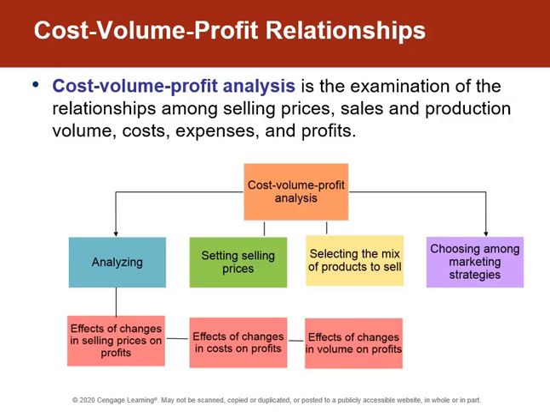So CVP, or cost volume profit analysis, has a ton of uses. Essentially, it looks at the relationship between production volume, cost, and profits, that is net income. So we can look at what are the effects on profits if we change our selling prices? What are the effects on profits if we change our cost? What happens if we produce more or less?